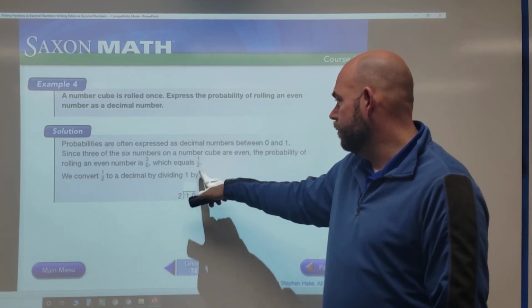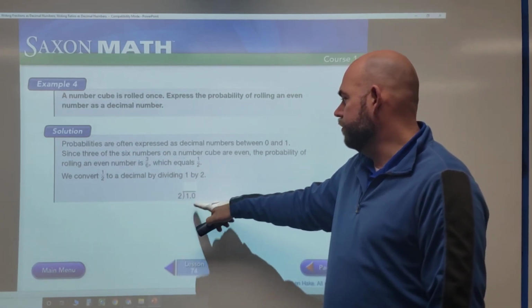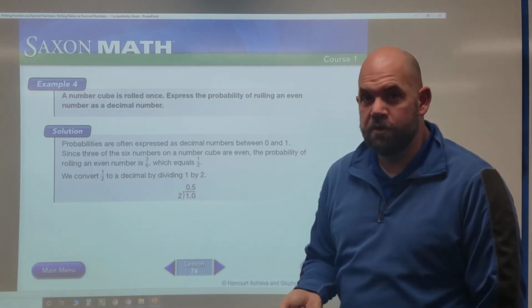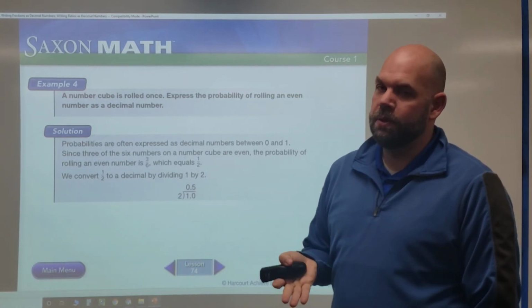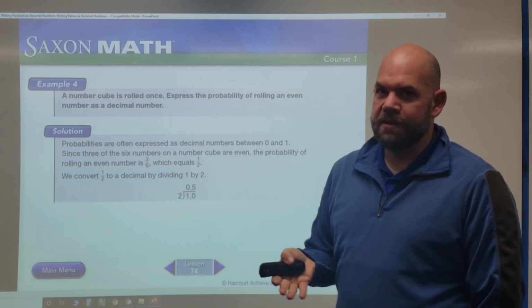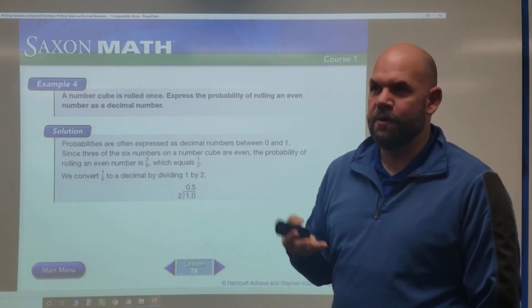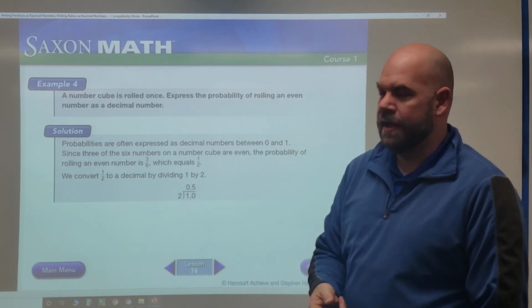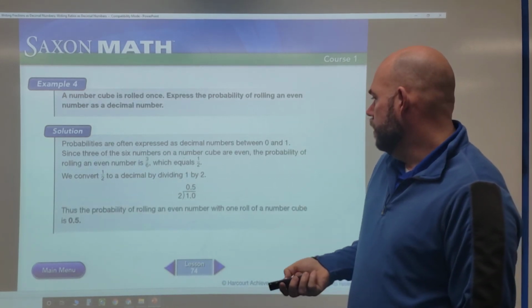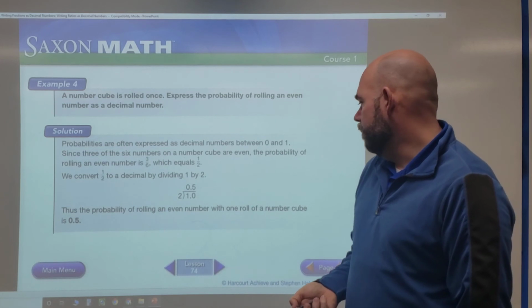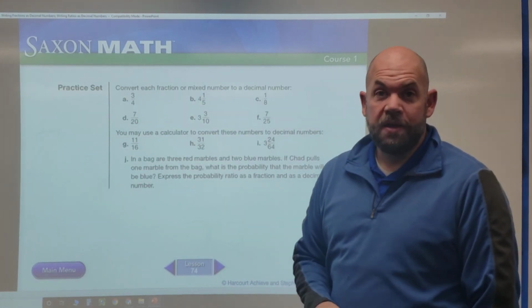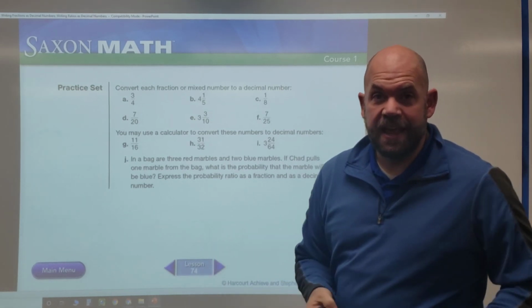1 over 2, we put the 1 in the box. 2 goes into 1, 0.5 times. So this is just like what we were doing before. I know with probability or ratios, it's that extra step of figuring out what it is and then reducing it. But we've practiced that, okay? So the probability of rolling an even number is 0.5. That's it. So this is, again, a review lesson today.